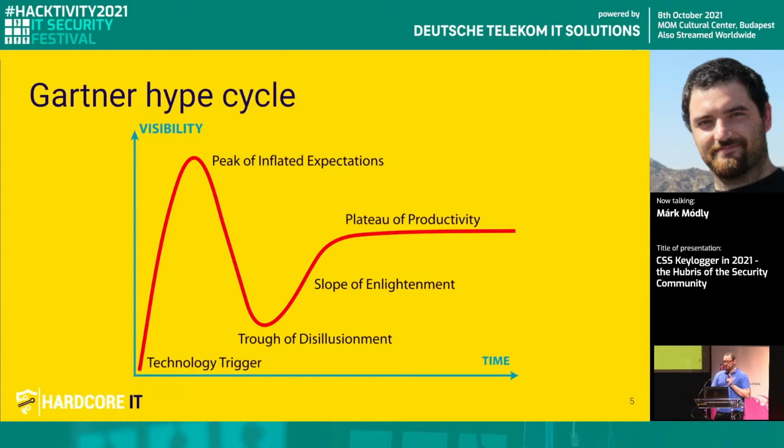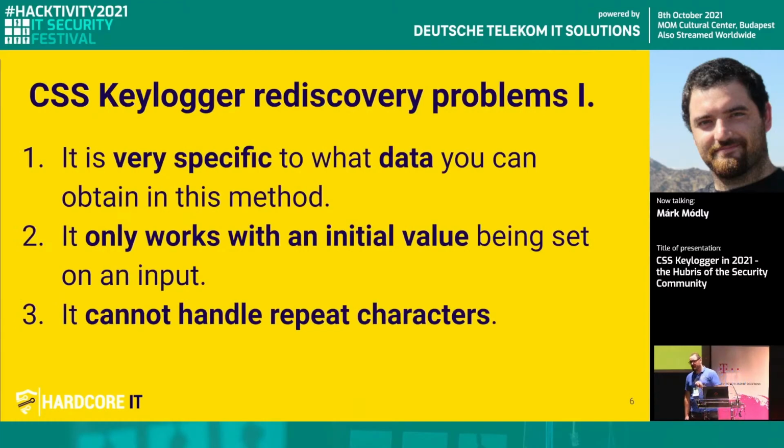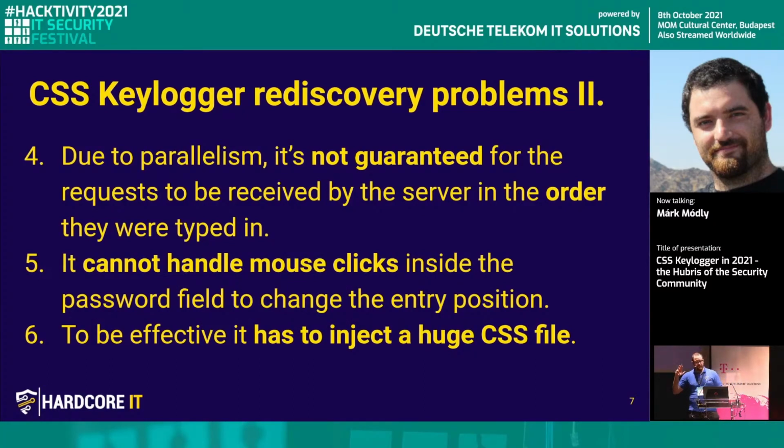So let's see the most common criticisms about CSS keyloggers. The first is that we could only exfiltrate very specific data. It only works with initial values being set on an input. It cannot handle repeated characters. Due to parallelism, we are not guaranteed to receive the whole string that we are trying to steal. We cannot handle mouse clicks. For me, it is oddly specific that in password fields we cannot handle mouse clicks, because I've never seen a person actually clicking in password fields and correcting their passwords, but okay. And to be effective, we need to inject huge CSS files, according to the current stance.